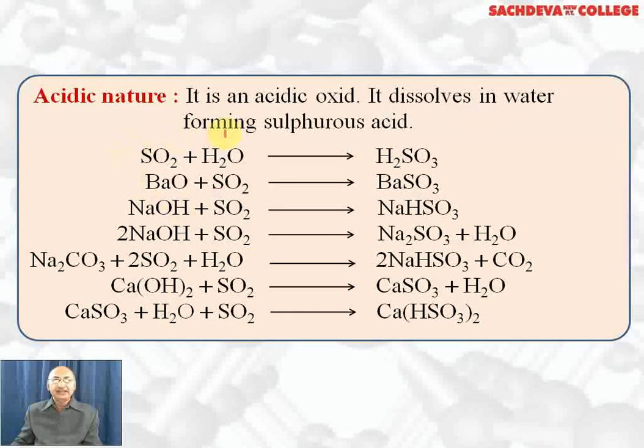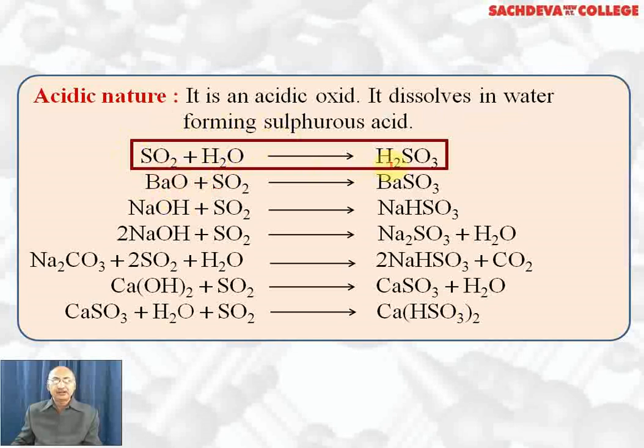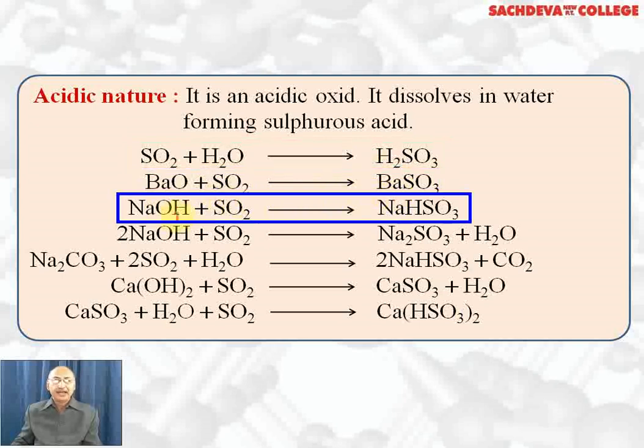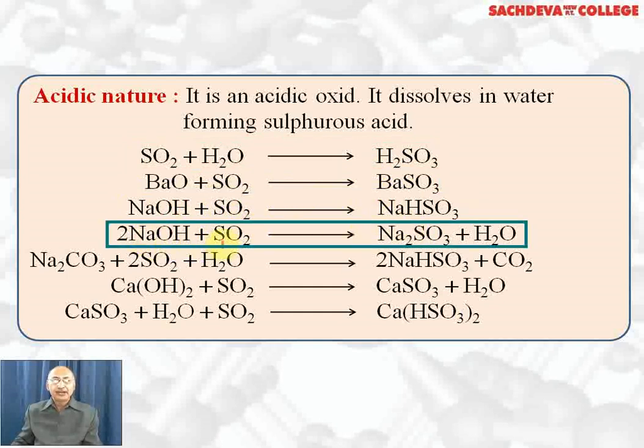Acidic nature: it is an acidic oxide. It dissolves in water forming sulphurous acid. SO2 plus water gives sulphurous acid. Barium oxide, being basic in nature, reacts with sulfur dioxide to form barium sulfite. NaOH, when it reacts with SO2, forms sodium hydrogen sulfite. But if 2NaOH reacts with sulfur dioxide, we get sodium sulfite plus water.